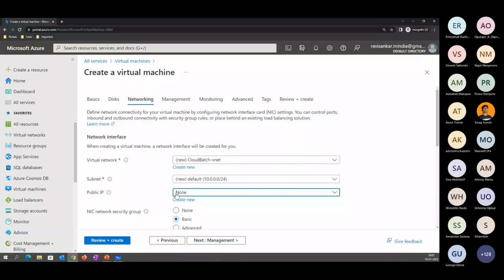Now if you already have an IP address available, you will be able to select that public IP address here. You can see it's mentioned as VM1 hyphen IP, right?